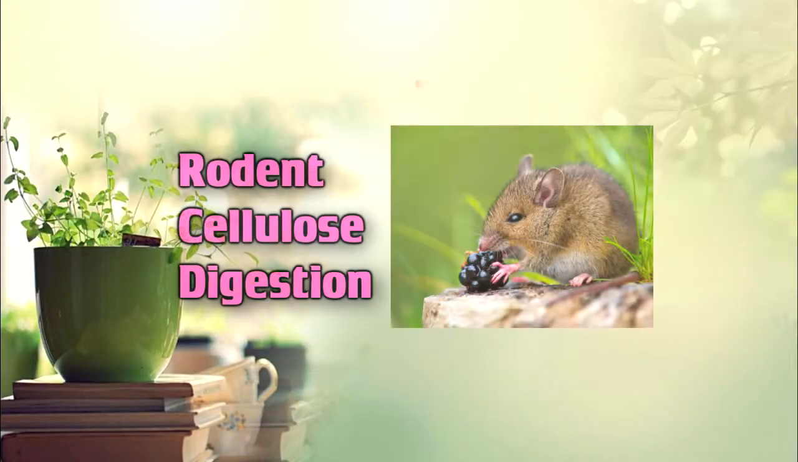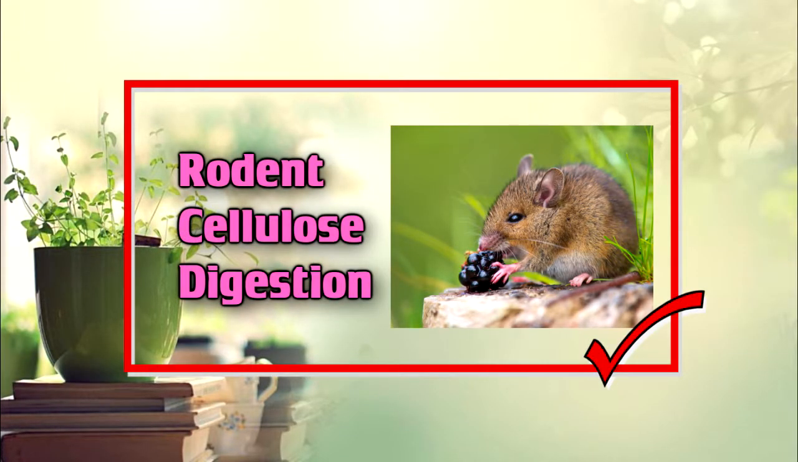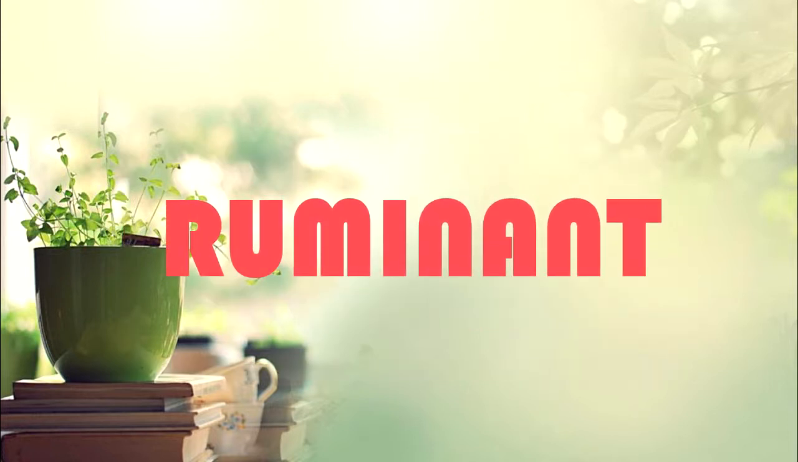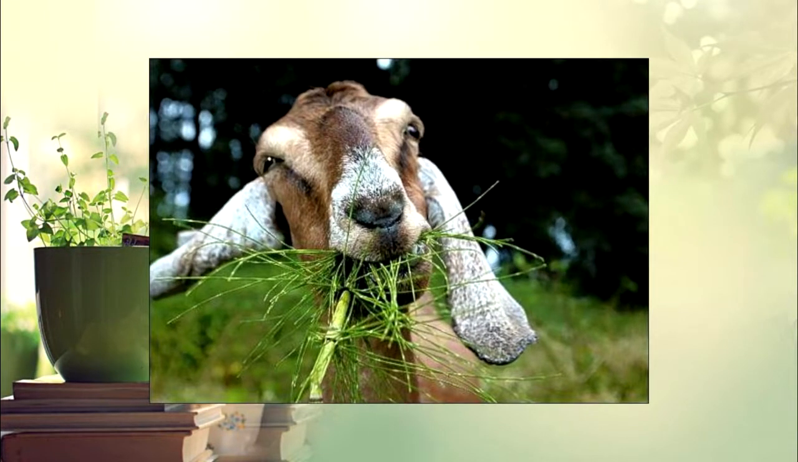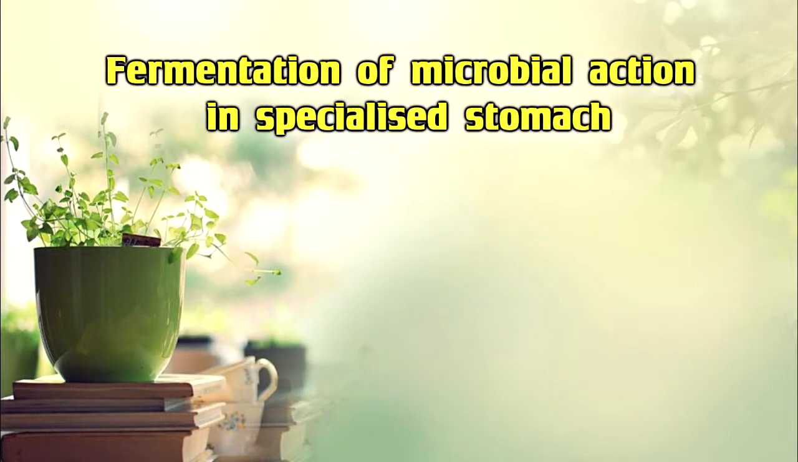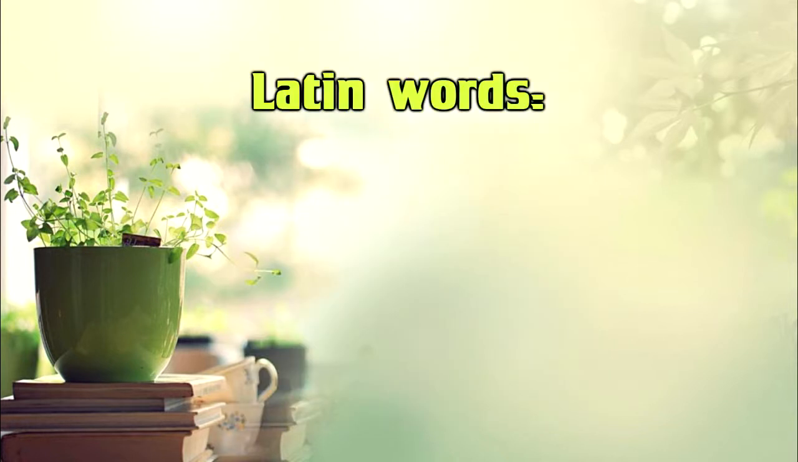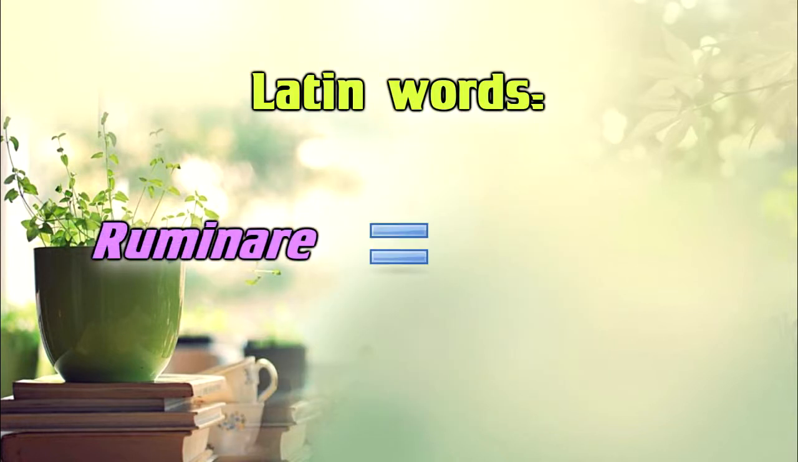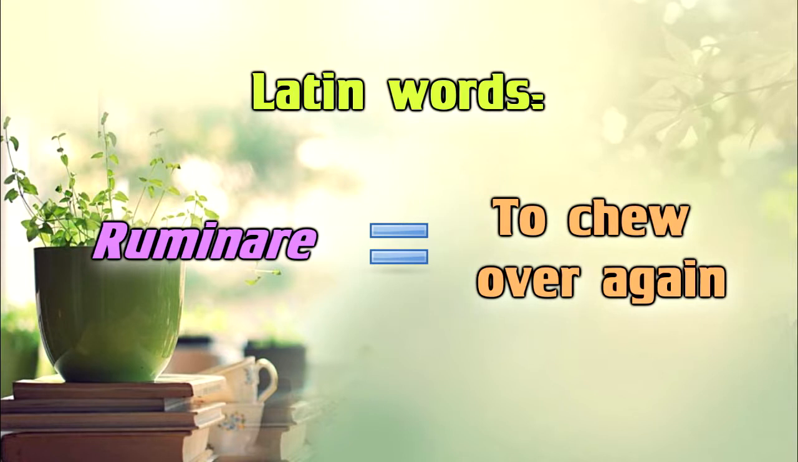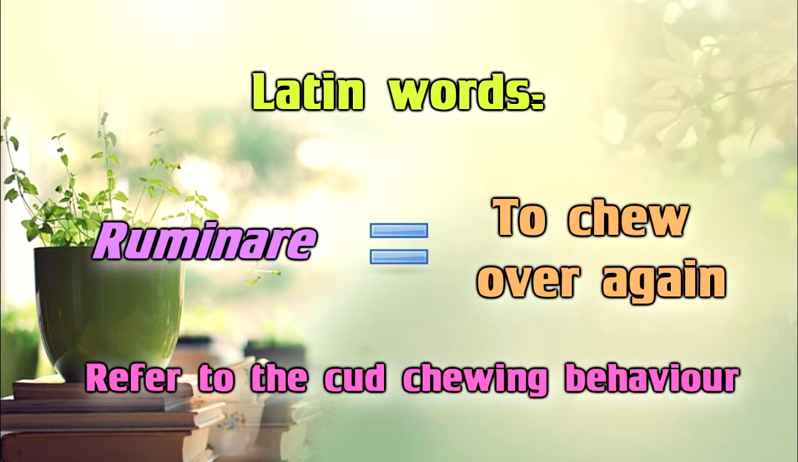You have now understood the pathway of cellulose digestion in rodents. Now, let's move on to the ruminant. Before we explore how a ruminant breaks down cellulose into energy, do you know what a ruminant actually is? Ruminants are mammals that acquire nutrients from plant-based food by fermentation through microbial action in a specialized stomach. It comes from the Latin word ruminare, which means to chew over again. This refers to the chewing behavior.